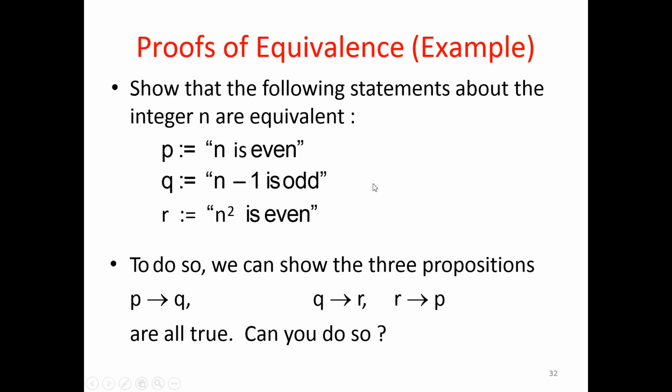Proof of equivalence. Show that the following statements about the integer n are equivalent. Now, the statements P, Q, R are equivalent if P implies Q, Q implies R, and R implies P are true. So, in order to prove all these statements equivalent, we have to prove P implies Q, Q implies R, R implies P, all are true. And you will do it yourself. This is quite easy.